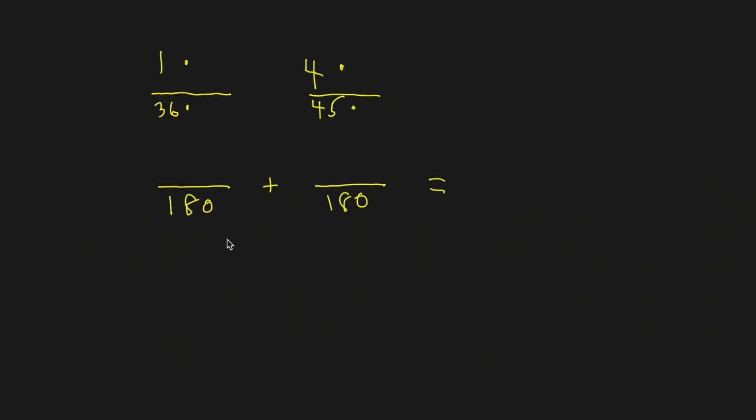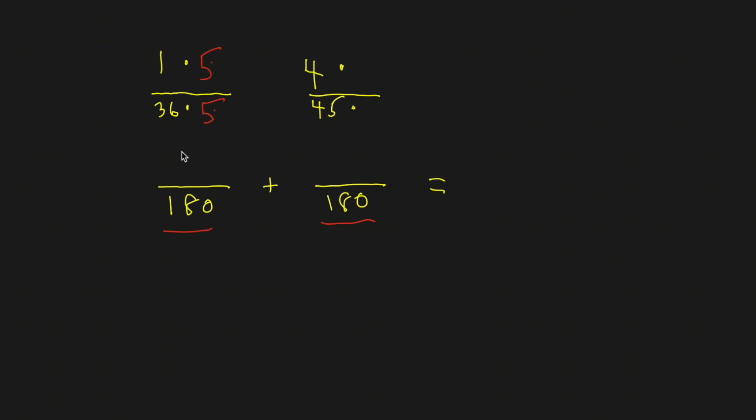Finally, we know we must write both fractions as a fraction over 180. We must multiply the top and the bottom of the fraction by the same number. 36 goes 5 times into 180. So 36 times 5 is 180. So we must multiply the numerator by the same number, which is 5.